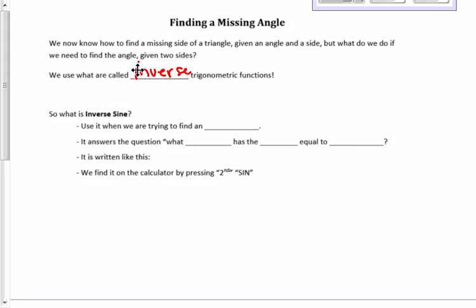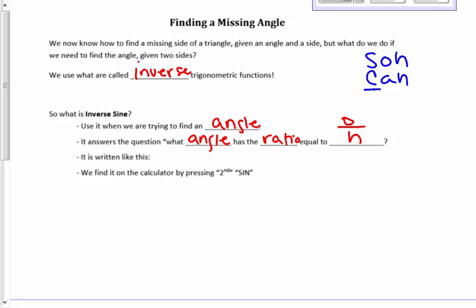So that brings us to the question, what is the inverse of sine? This is used when we're trying to find an angle. It answers the question, what angle has the ratio equal to our opposite over our hypotenuse? So O over H. Why is it O over H? Well, that goes back to SOHCAHTOA. We know sine is opposite over hypotenuse. That's coming from the O and H. You're dividing the two sides.